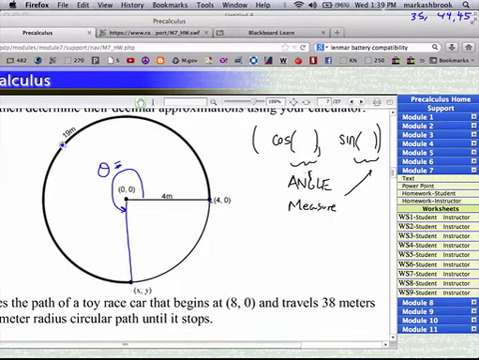So 19 is the total length of the arc, and each radius is 4 meters. So how do we calculate how many radius lengths that is, if it's 19 meters total and each radius is 4 meters? It should make sense, right? We're going to take the total length and chop it up into equal pieces of 4, and that ratio will tell us how many of them we have, how many radius lengths.